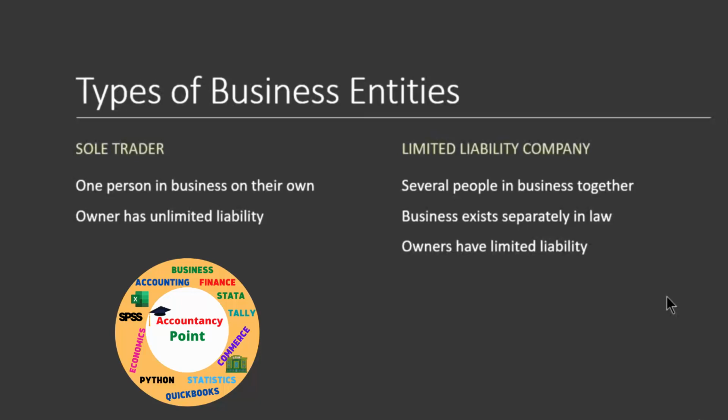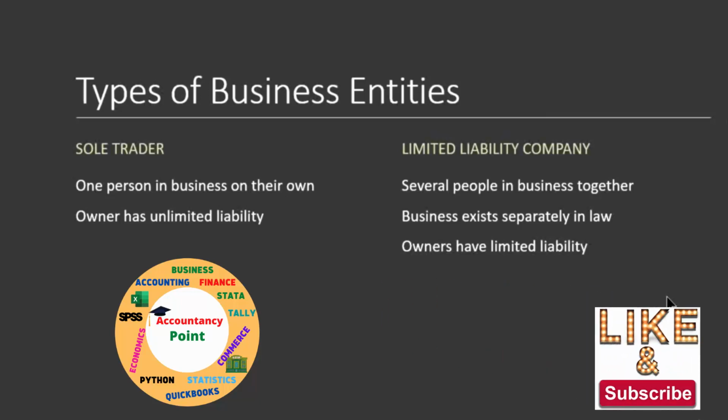Two main types of business entities that you need to be aware of. The one is the sole trader. That is one person in business on their own. So, there's nothing stopping me from renting a store in the market and buying and selling goods. And of course, I hope to make a profit, and that profit would belong to me. But if the business collapses, it's me who has to pay the bills. I am personally responsible for everything the business does, and I am personally responsible for any business loss. That means the owner has unlimited liability.